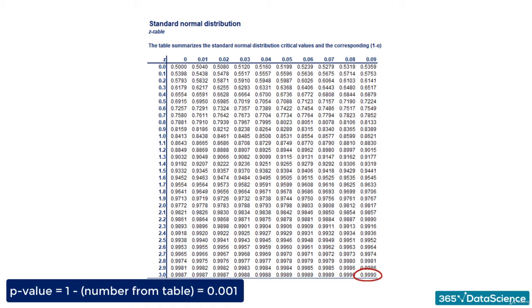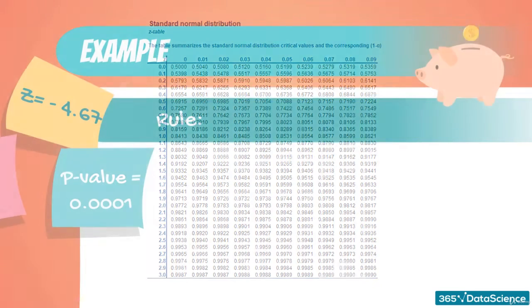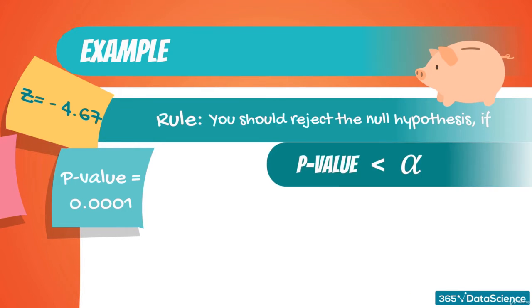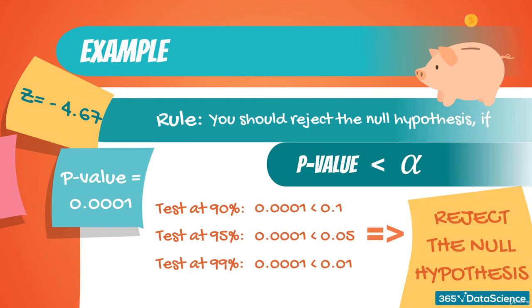Wait, but how do we actually test the hypothesis? Well, after choosing a significance level of alpha, you compare the p-value to it. You should reject the null hypothesis if the p-value is lower than the significance level. Therefore, we can safely say that such a result is extremely significant by any measurement of significance.